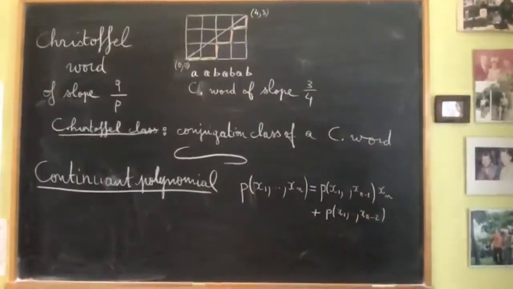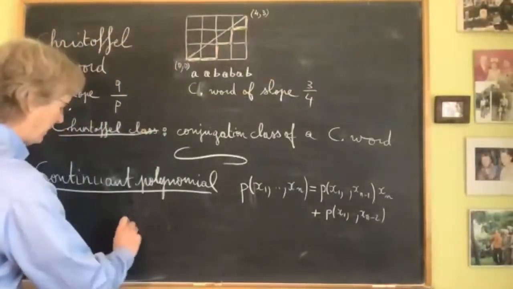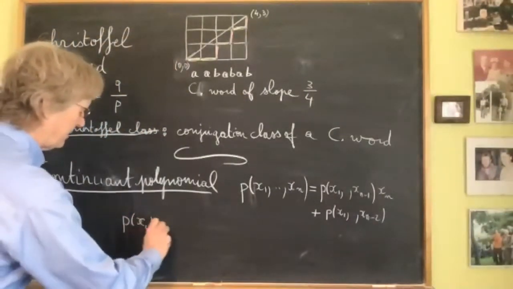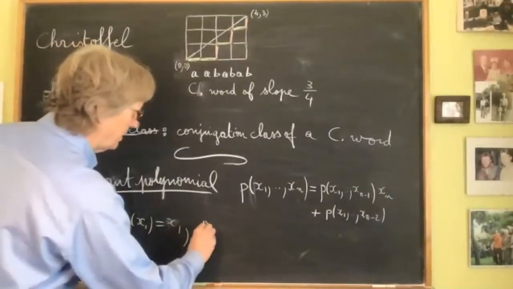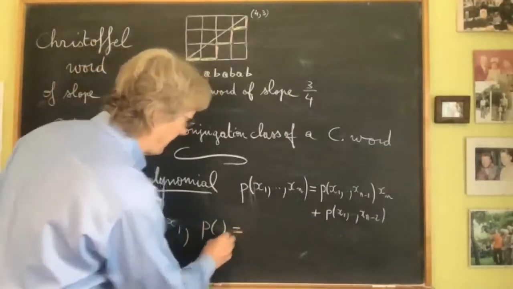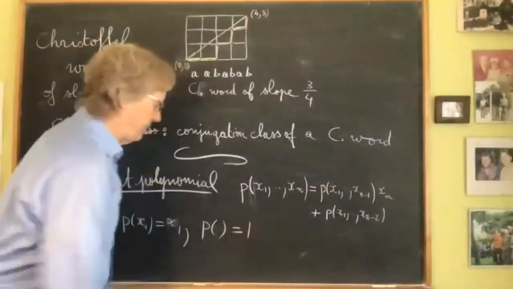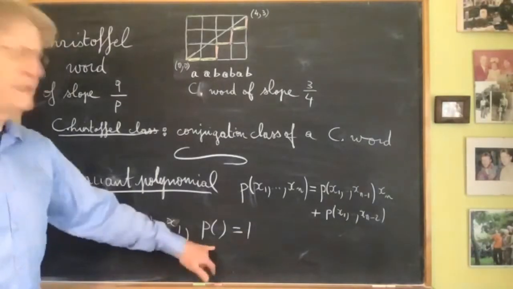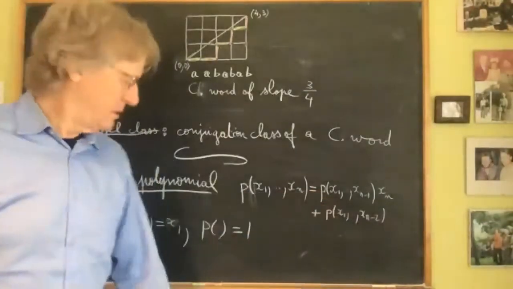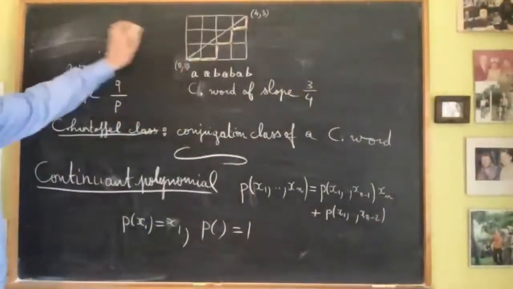The initial conditions are: when you have only one variable, P of x1 is x1. And when n equals zero, there are no variables at all, and this is equal to one. These two initial conditions together with the recursion define the continuant polynomials completely.